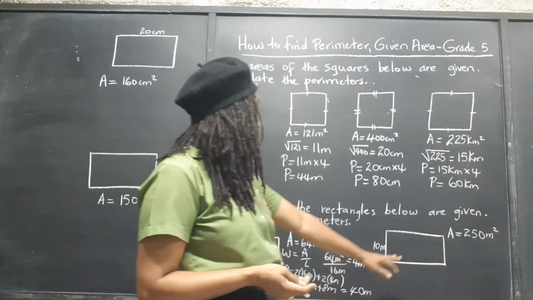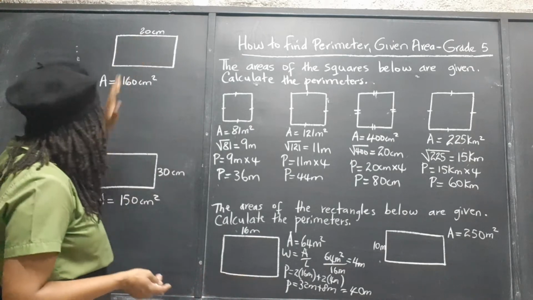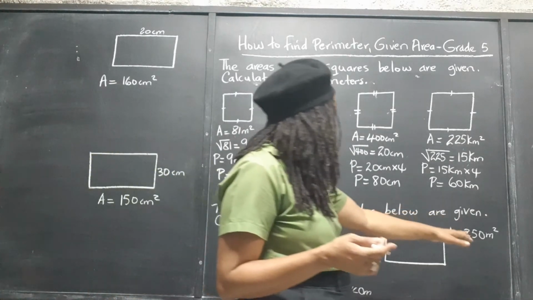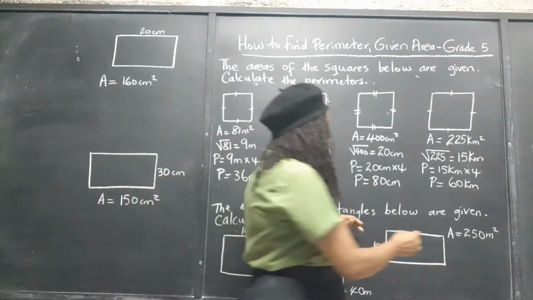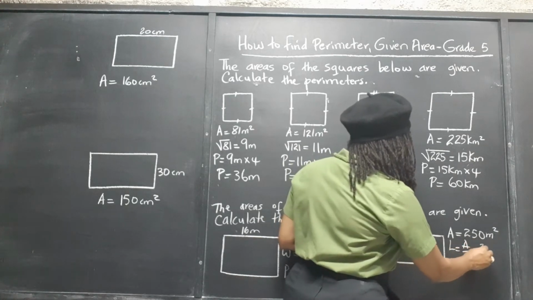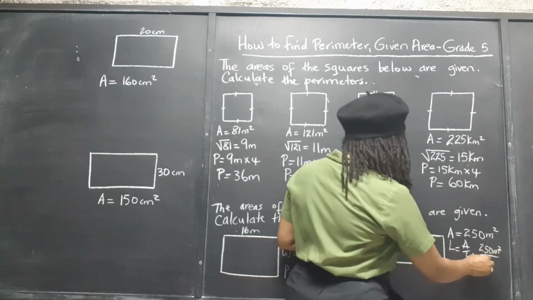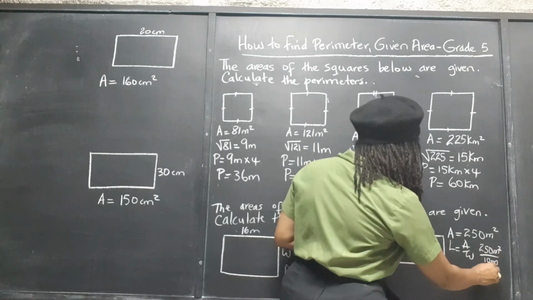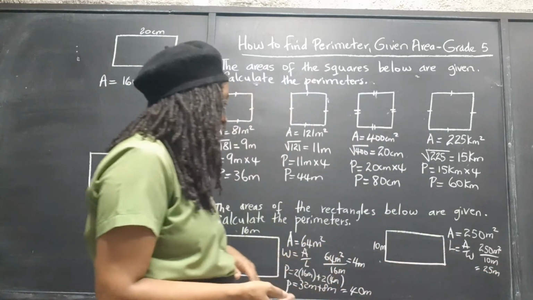We're going to do the same thing for all these rectangles. Even if they give us the length or if they give us the width, it's the same principle. We know the area, we divide the area by the width to get the length. So the length is the area divided by the width, which is 250 meters squared divided by 10 meters, and that is 25 meters. So the length is 25 meters.